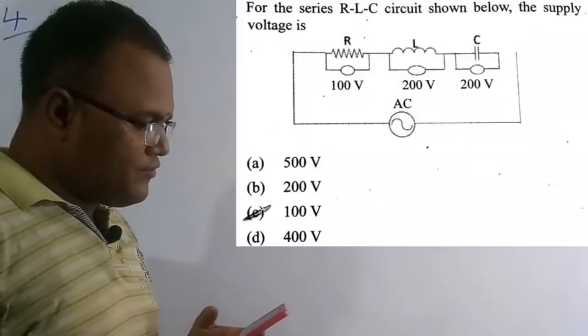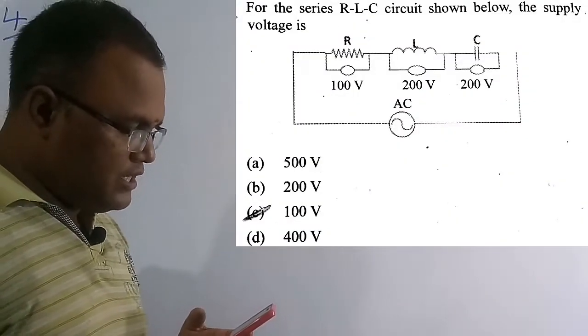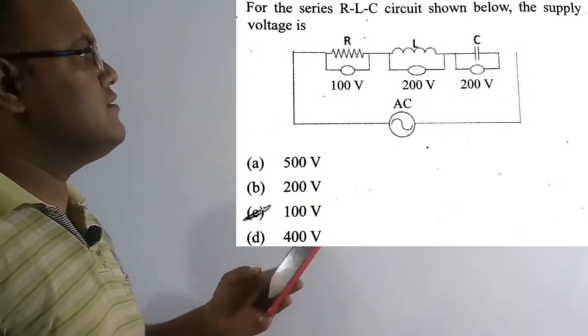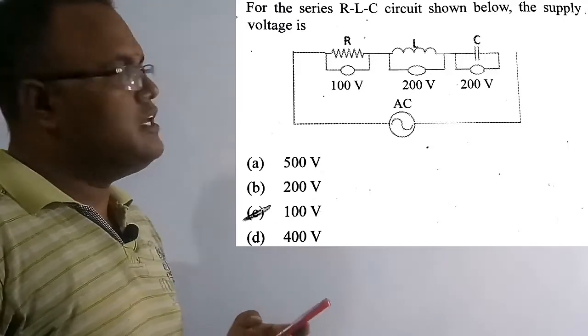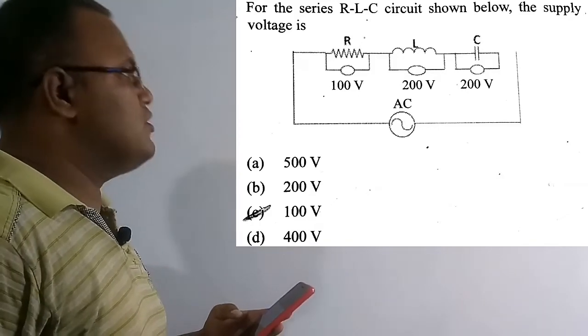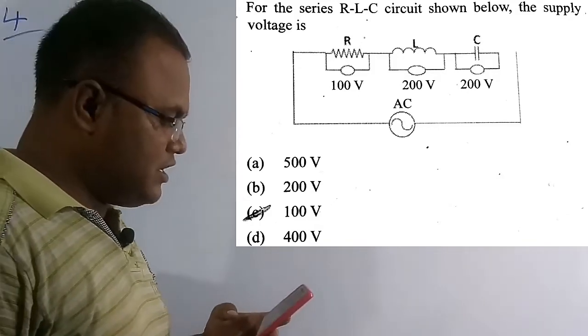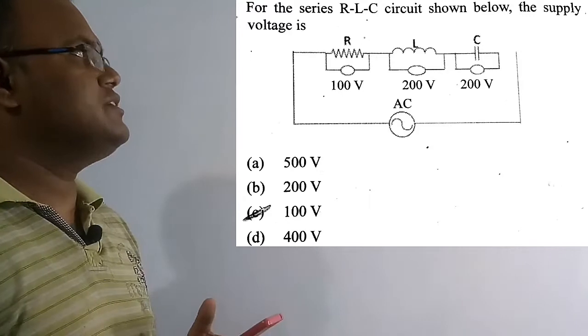See the question here. For the series RLC circuit shown below, find the supply voltage. Basically they are given a series RLC circuit and we need to figure out the supply voltage. The voltage across the resistor is 100 volt, the voltage across the inductor is 200 volt, and the voltage across the capacitor is 200 volt.